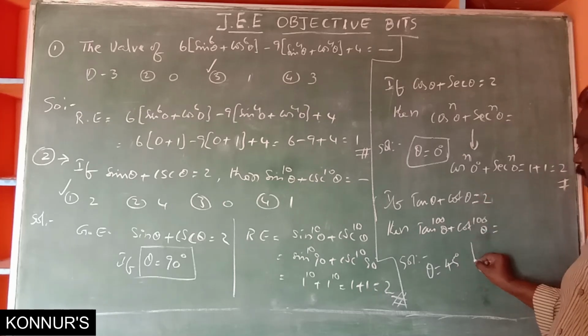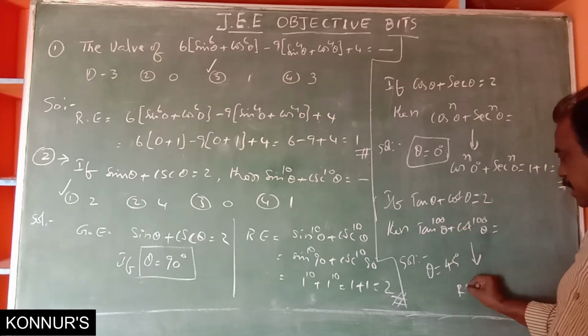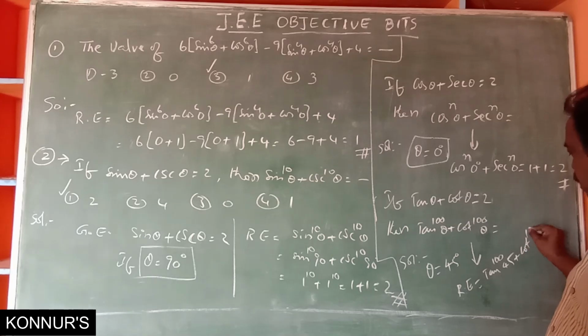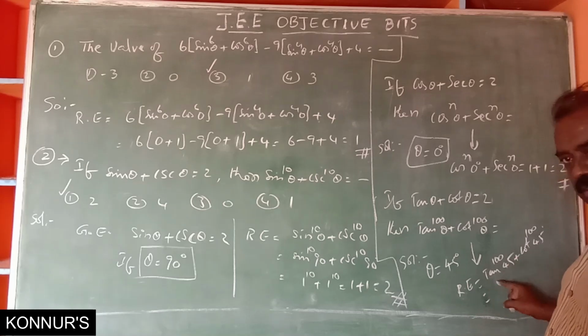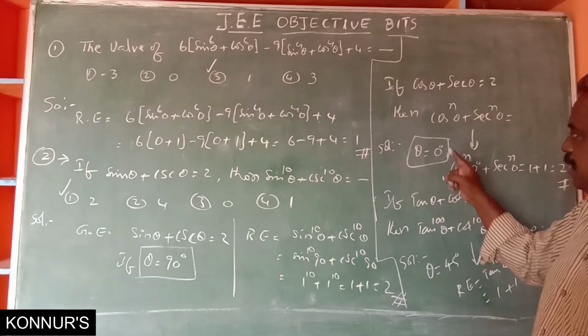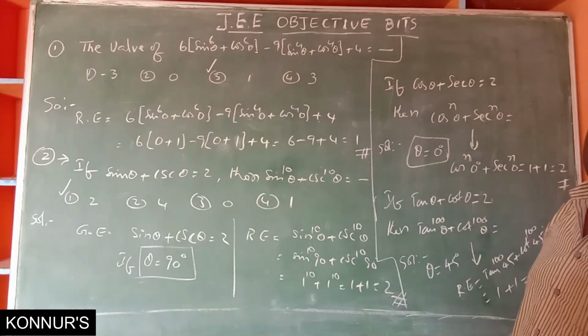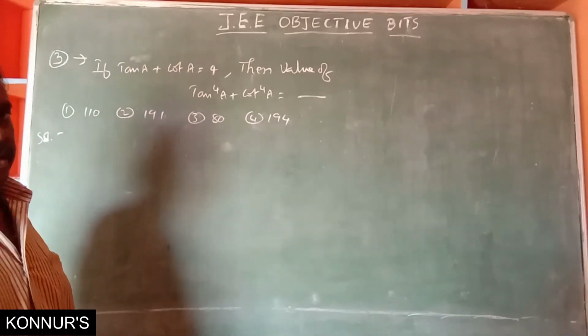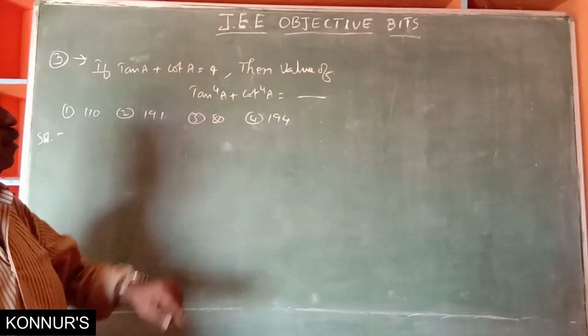So the required expression is tan power 100 of 45 degrees plus cot power 100 of 45 degrees. Tan 45 is 1, and 1 power 100 is 1. Here also cot 45 is 1, and 1 power 100 is 1. So here also the answer is 2. Okay now? These two problems are related to the second problem. Is it clear? Next, we go to the third problem.